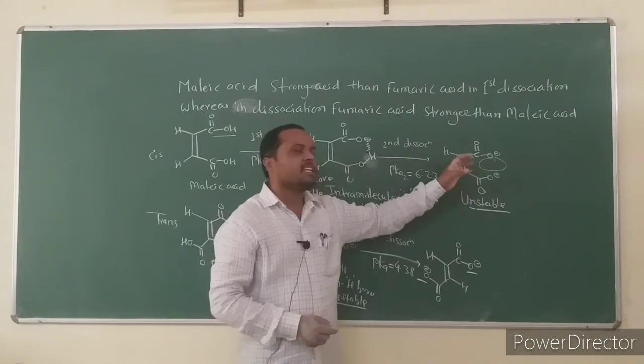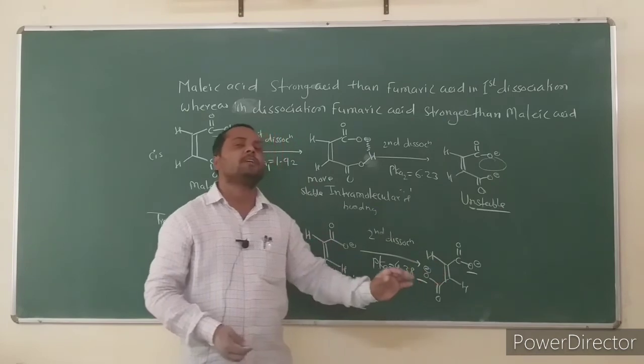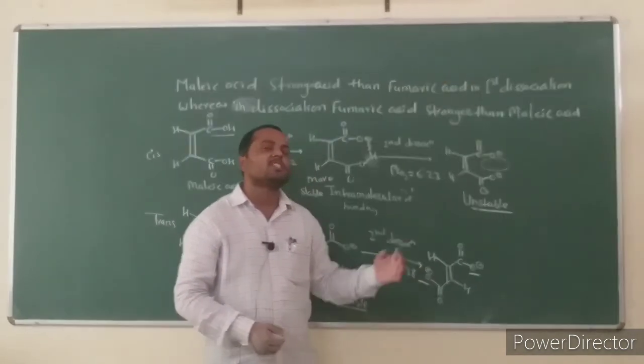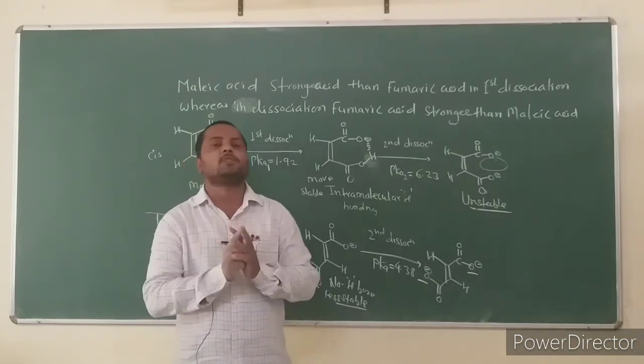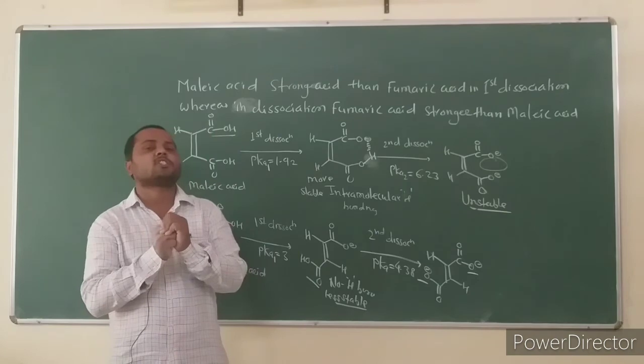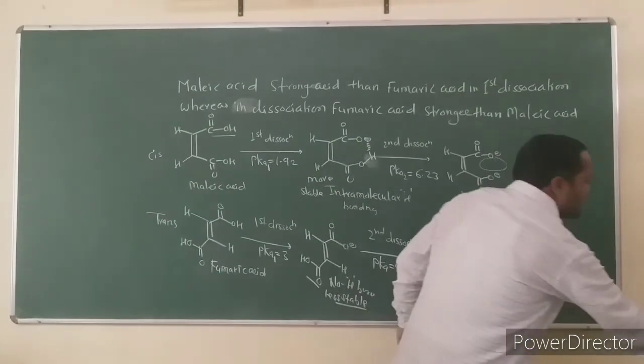It is a dianion. The two oxygens are close to each other. This conjugate base is unstable. But such intramolecular hydrogen bonding and repulsion is not possible in second dissociation of fumaric acid, and due to this reason, fumaric acid is stronger than malic acid in second dissociation.